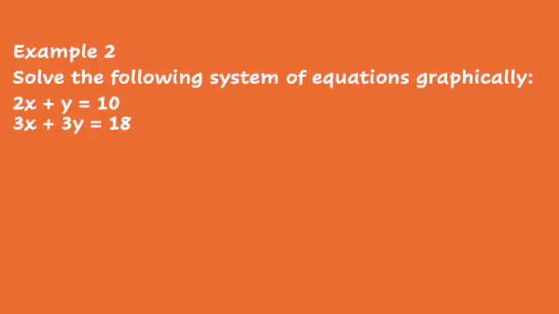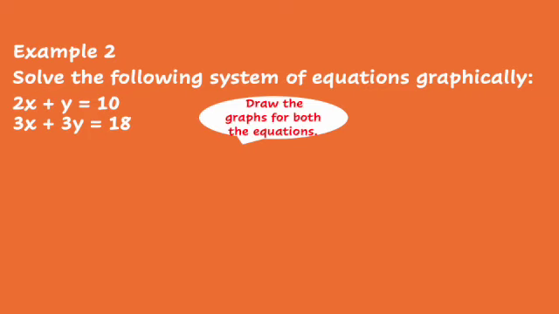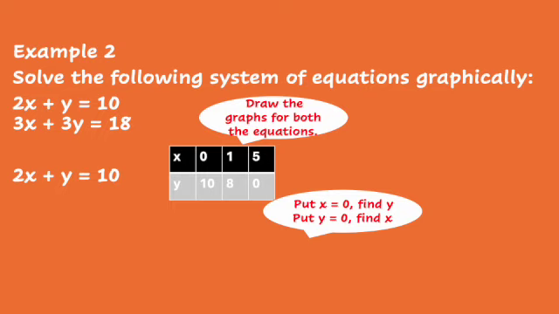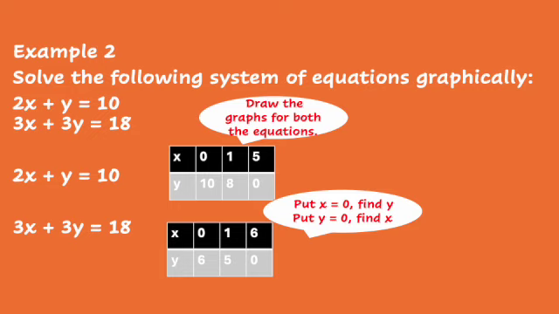Have a look at the next example now. We have 2x plus y equal to 10, 3x plus 3y equal to 18. So here again we would be drawing the graphs for both the equations. For the first equation 2x plus y equal to 10, we take different values of x and find the corresponding values of y. So here again the key point is putting x equal to 0, finding out y, and then putting y equal to 0, finding out x. We apply the same method to the second equation also. We have a table here where we are getting three sets of values for x and y.